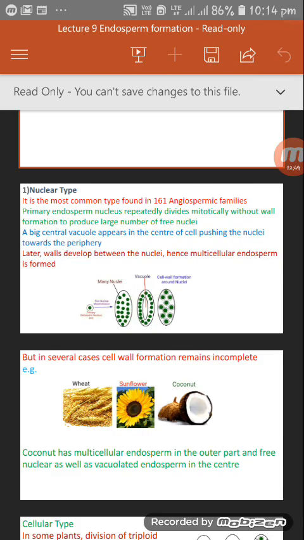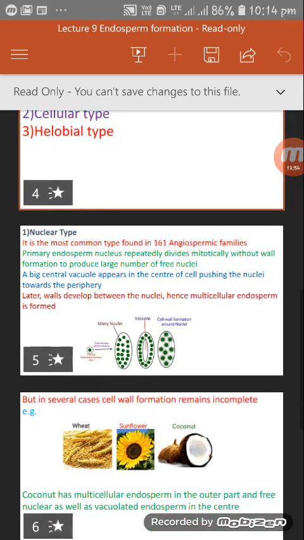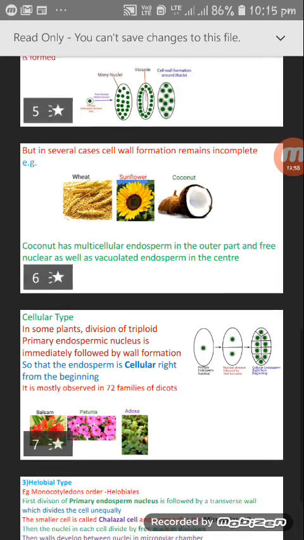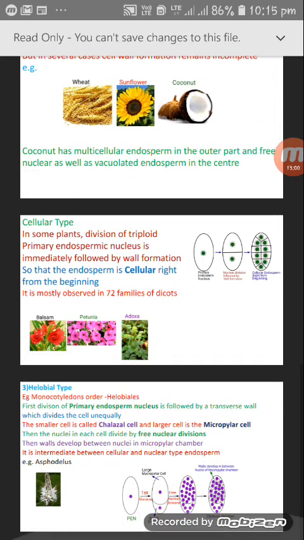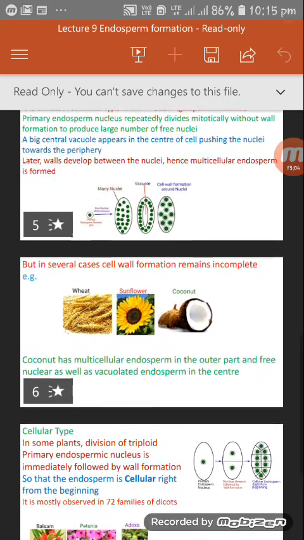I'll take you through the slides once again. See, nuclear type, cellular type, and helobial type. Write this in your notebook and complete this one short answer.